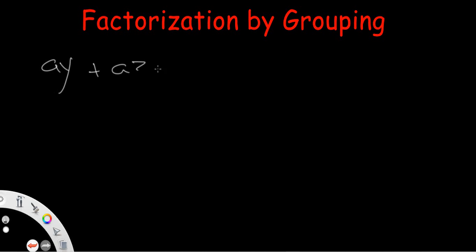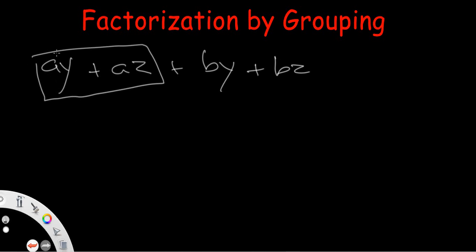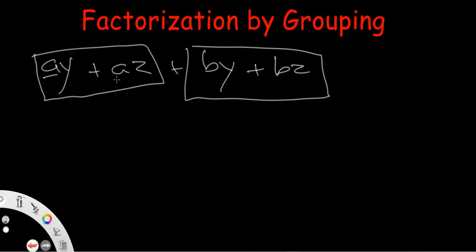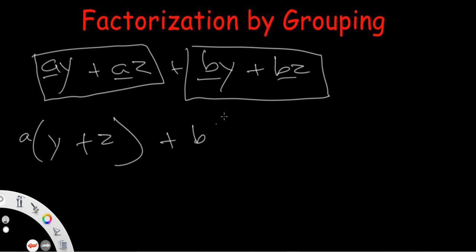Okay, let's do another example. AY plus AZ plus BY plus BZ. Again, group them. Here we have groups, so you can think of these as different expressions and then later add them together. In the first group, A is common, in the second one, B is common. So for the first group, A is common, so A times (Y plus Z), you write the rest of the equation as it is. And for the second group, B is common, so you write B outside the bracket and then the rest of the equation as it is.